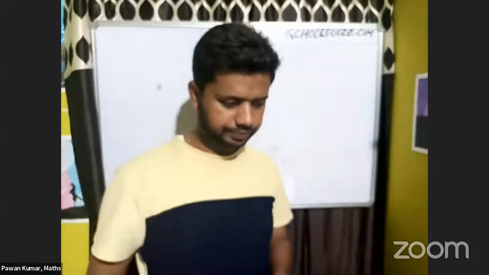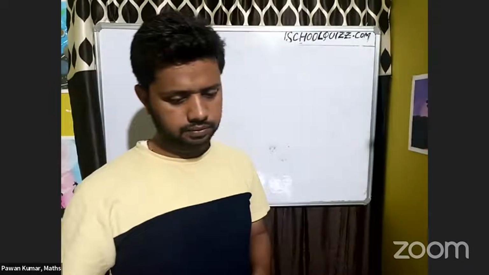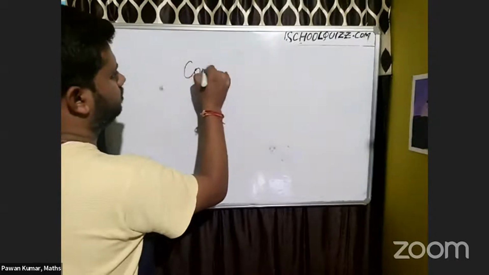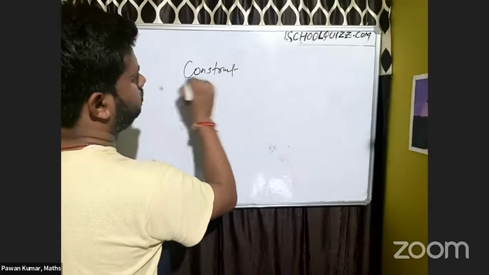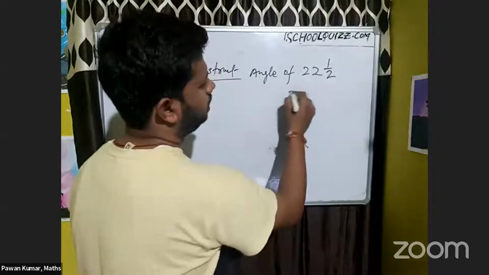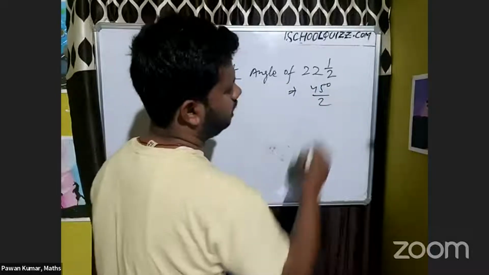So Rani, anything else you want me to ask? Yes, sir. Sir, construct the angle of 22 whole 1 by 2 degree. Construct the angle of 22 whole 1 by 2 degree. So this is nothing but how much? 45 degree. हाँ? Yes, sir.